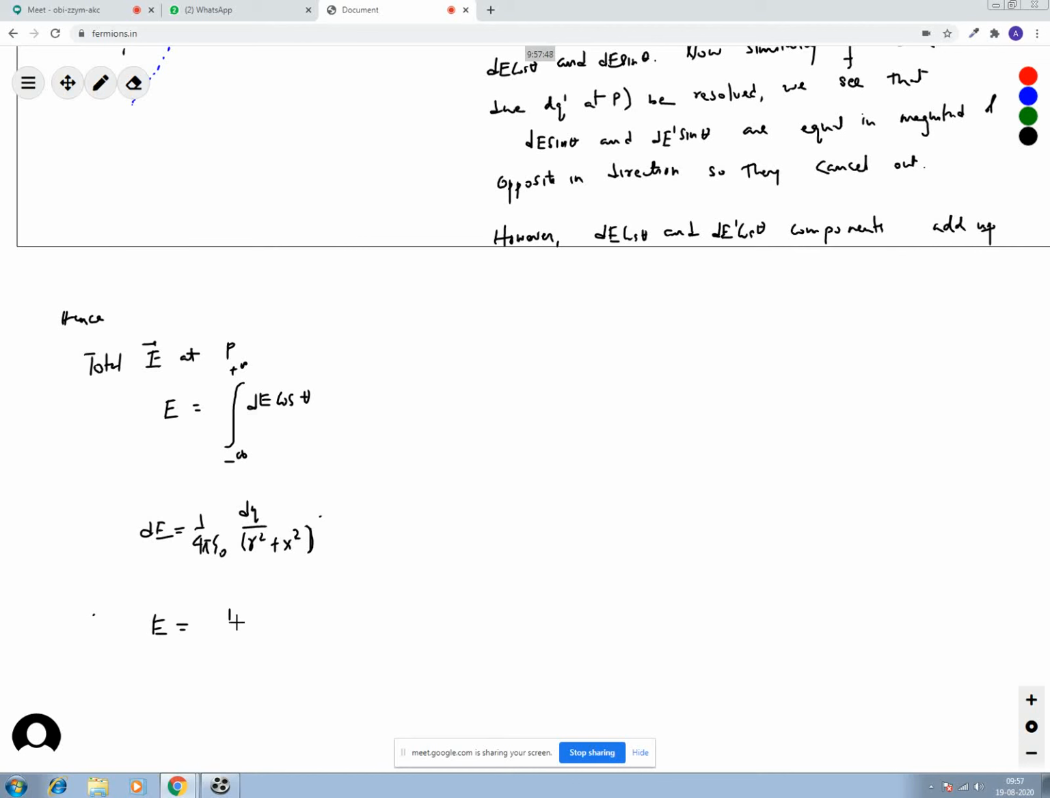Can I just write here k instead of writing 4 pi epsilon naught? I'll just write k only. So k integral from minus infinity to plus infinity of dq by R square plus x square times cos theta. Clear? Now in integration, those who are doing maths will learn different techniques to solve this, but we are going to use one particular technique to solve it this way.